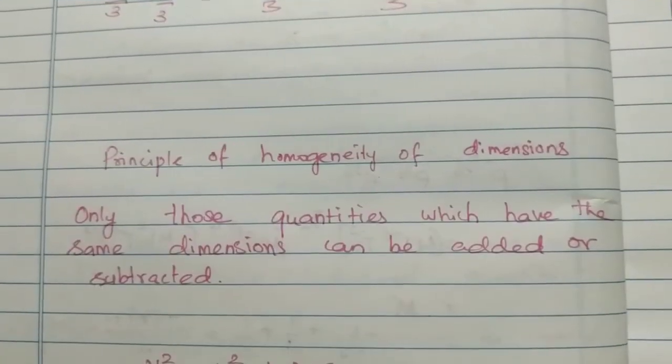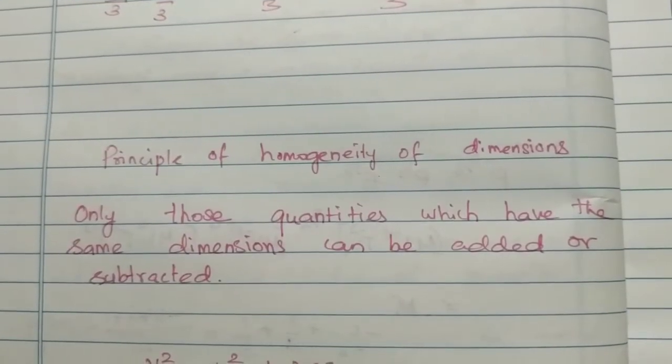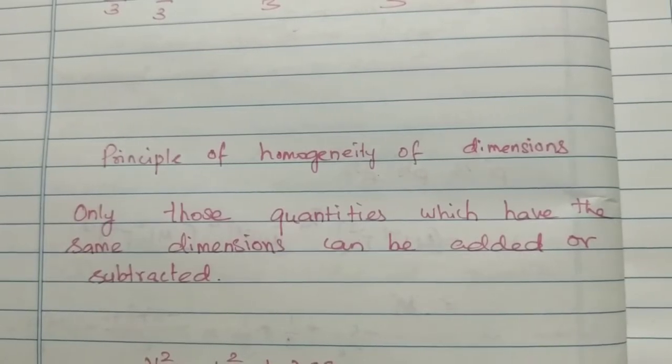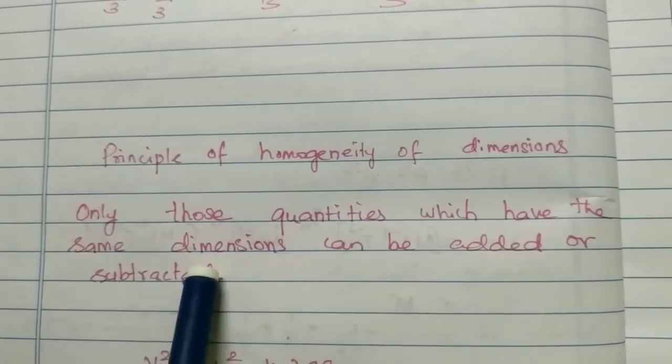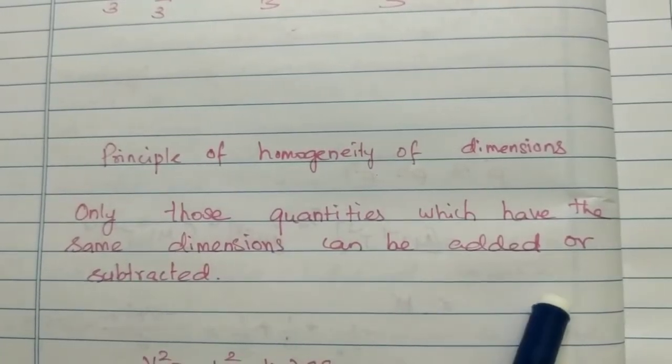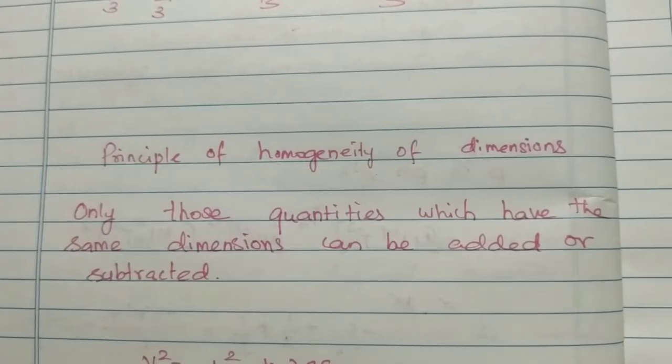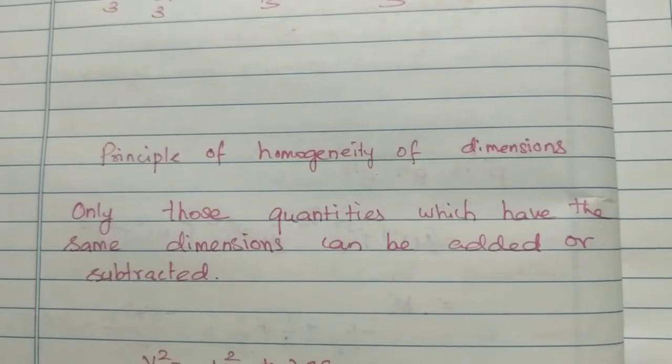Before getting into the topic, let's recall the principle of homogeneity. That is, the dimensions of all the terms in a physical expression should be the same. In other words, only those quantities which have the same dimensions can be added or subtracted. In multiplication or division, we can treat them in the same manner as ordinary algebraic symbols, that is, we can cancel identical units in the numerator or denominator.